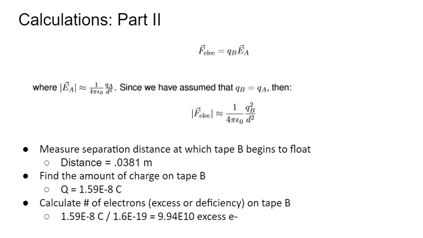My calculations for part 2 involve measuring the separation distance at which the tape B begins to float above tape A, and I found this distance to be 0.0381 meters, and then I was able to find the amount of charge on tape B, which was 1.59 times 10 to the negative 8 coulombs, and then I calculated the number of electrons on tape B, which was 9.94 times 10 to the 10th excess electrons.